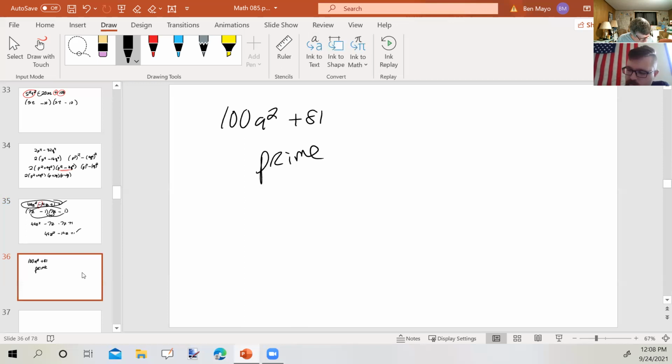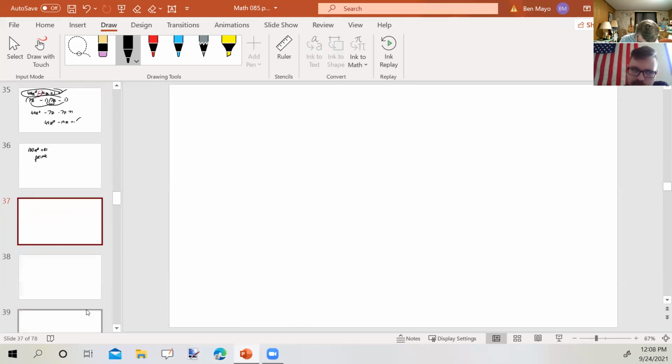Okay, how about this one? 3a squared minus 4a minus 4. This is a trinomial. It's in standard form. There's no greatest common factor.